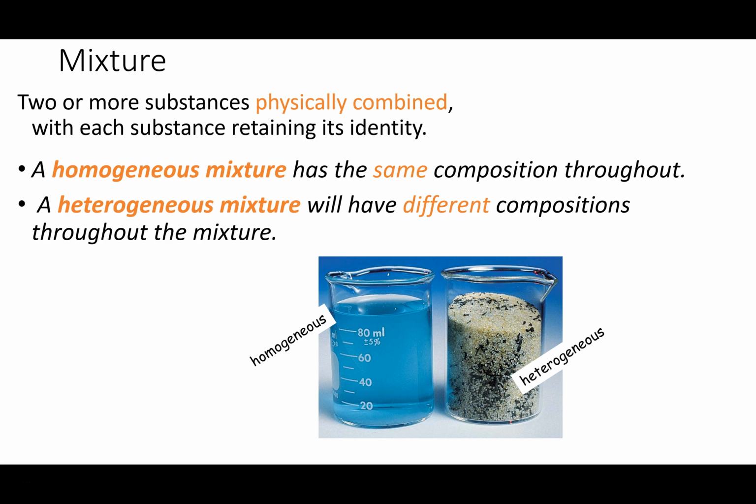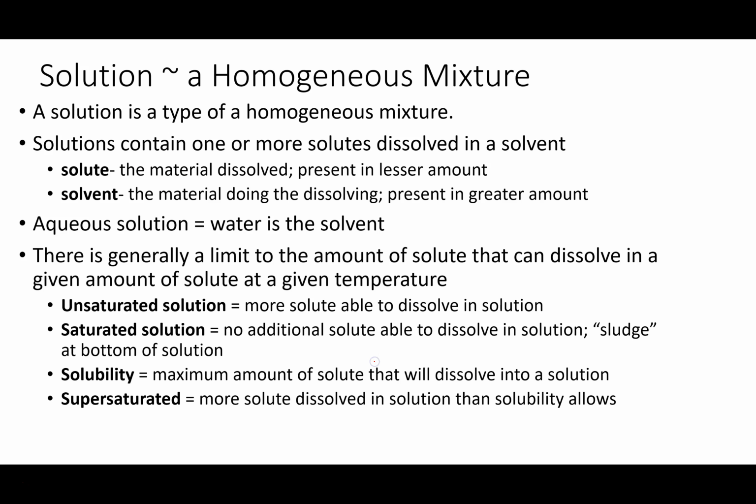We talked about 2 types of mixtures. You guys told me this is a homogeneous mixture. You told me this is a heterogeneous mixture. A heterogeneous mixture is chunky. A homogeneous mixture is smooth. And then, as it turns out, solutions are types of homogeneous mixtures as long as they don't have any sludge at the bottom of them.